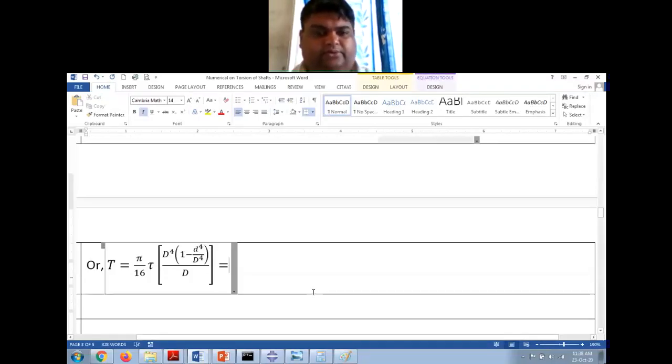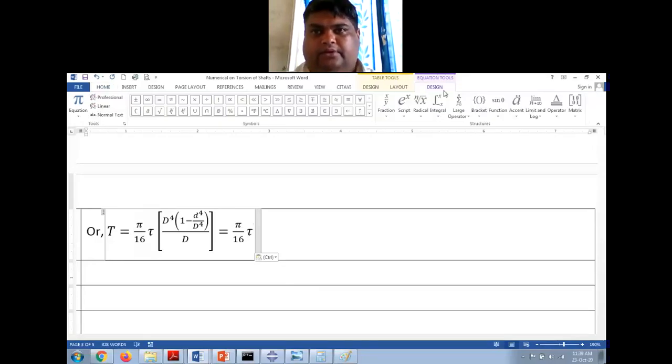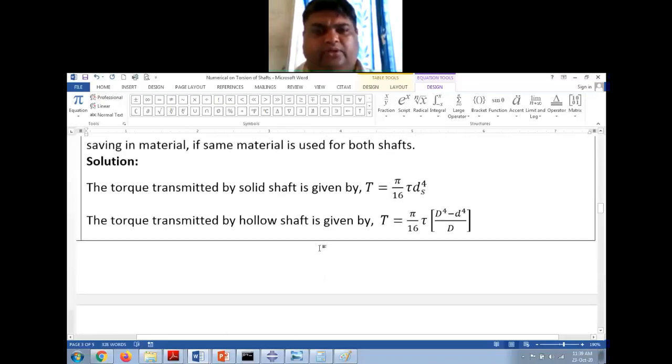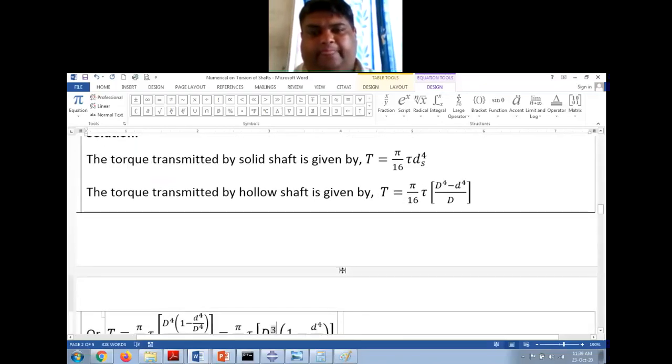Now this is equal to, this will remain as it is. And I will add another bracket here. I'll take only numerator because this d got cancelled and this d raised to 4 has become d cube, right? Into 1 minus d raised to 4 by d raised to 4. Now this d raised to 4 by d raised to 4, I have this ratio, right? d by D is 50, right?